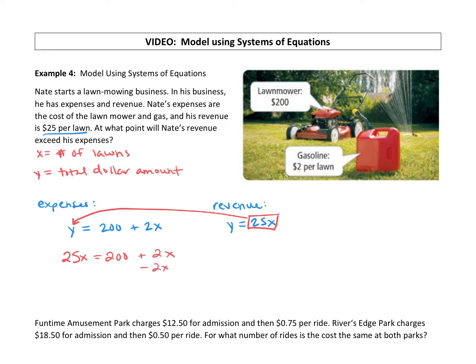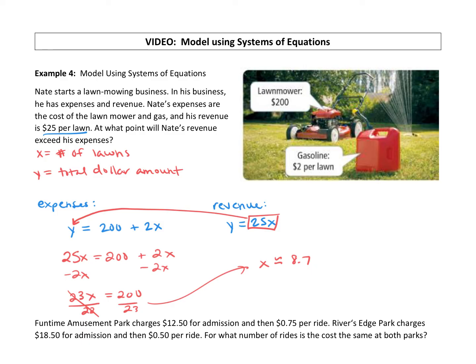I'm going to subtract 2x from both sides. So we have 23x equals 200. Divide both sides by 23. And then what you're going to find is it doesn't divide evenly. x is equal to about, I'm going to do some rounding, 8.7. So at about 8.7 lawns, the money he's spending and the money he's bringing in are even. This is when he breaks even, essentially. He has spent money, but he's brought in enough to where he has broken even, like I just said.